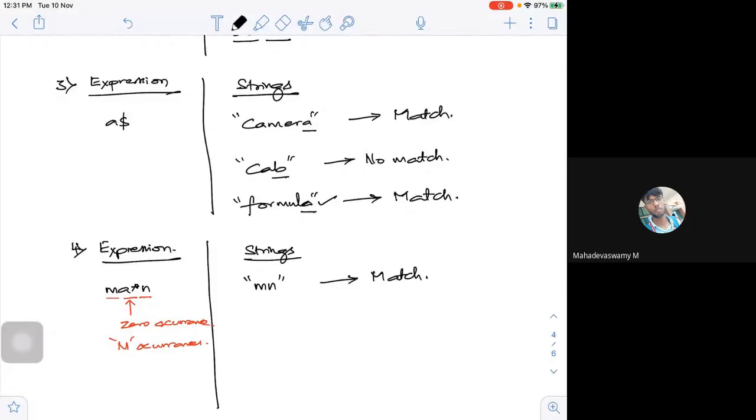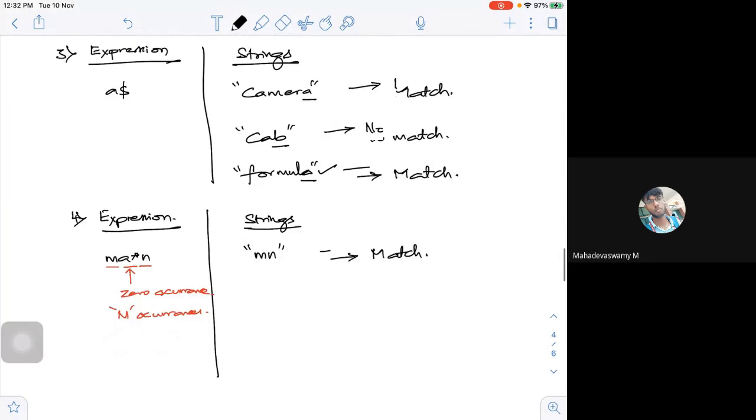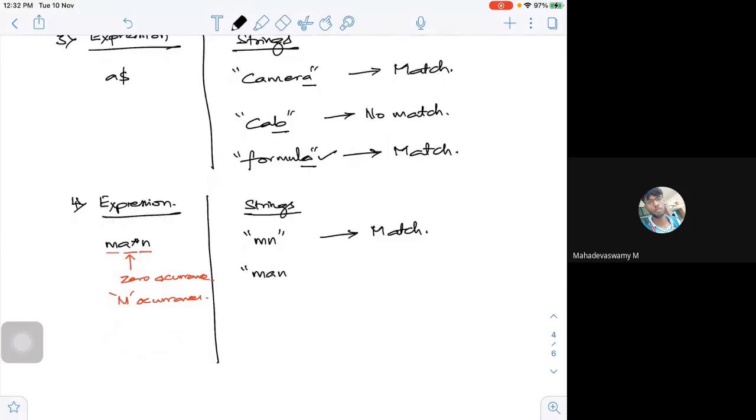Okay, it is matching. So that means it's a matching. Suppose the same string is MAN, still it is matching, because it is satisfying the first occurrence. I told you that A can be absent also, A may not be existing, but still it is matching.